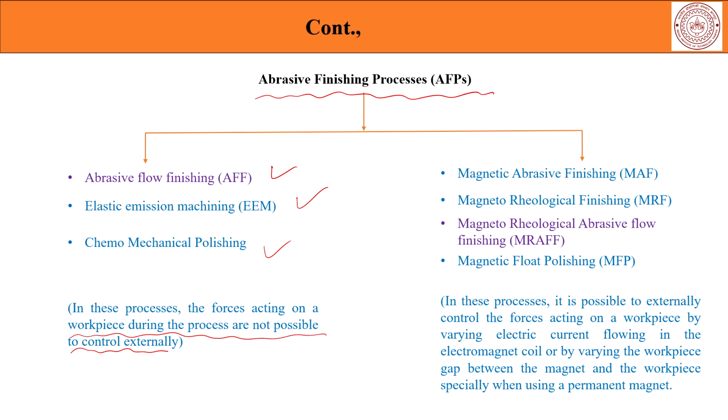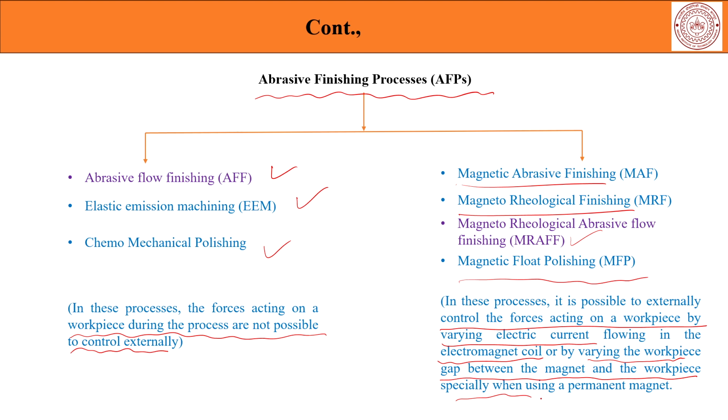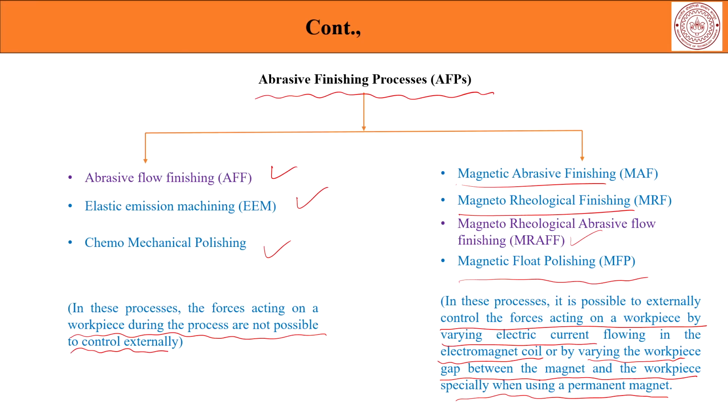On the other hand, there are certain other processes like magnetic abrasive finishing, magnetorheological finishing, MRAFF, rheological abrasive flow finishing, or even magnetic float polishing, where in these processes it is really possible to control the forces acting on workpieces by varying either electric current, which actuates an electromagnetic coil and varies the magnetic field, or you can also vary that with a permanent magnet, where coming into the magnetic field, the whole ensemble may actually change viscosity and become harder in certain areas. So, these are the actuable kind of finishing processes.